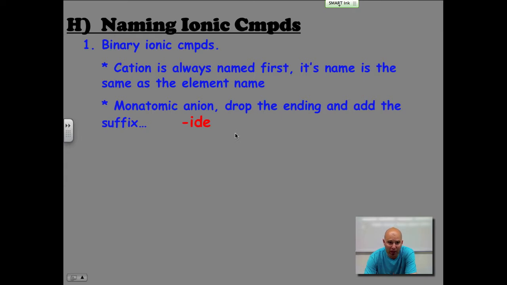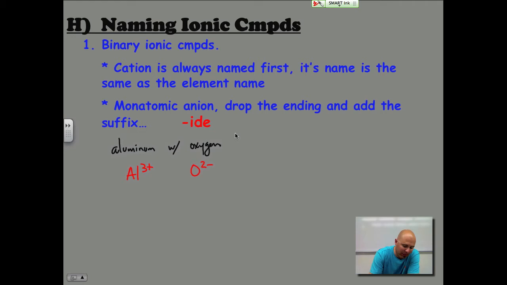And then you have a monatomic anion. You drop the ending, and you add the suffix "ide." So again, if we take a look at an example, let's say we have aluminum getting together with oxygen. All right, aluminum with oxygen. So you look on the periodic table, aluminum's number 13. It has a 3+ charge. Oxygen is number 8. It has a 2 negative charge when it forms an ion.